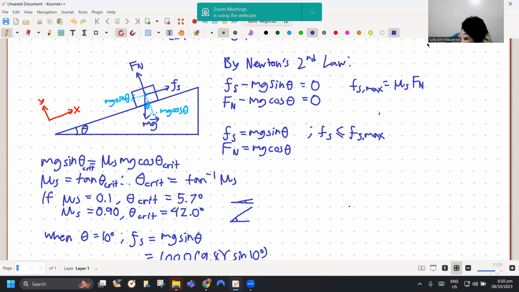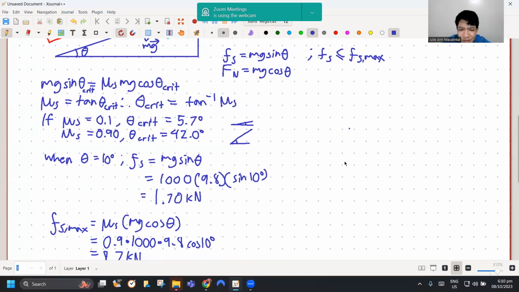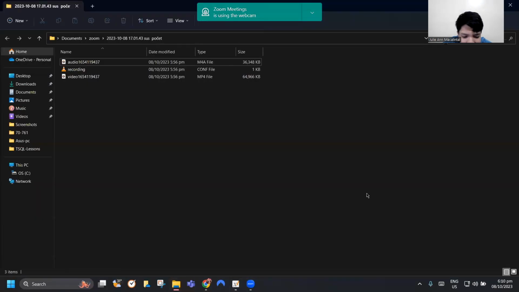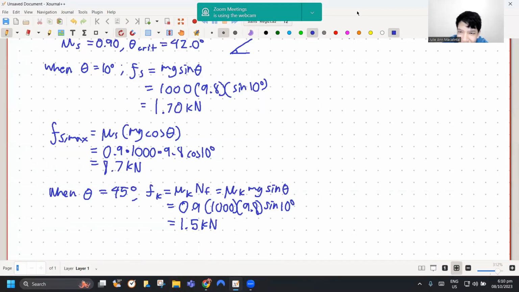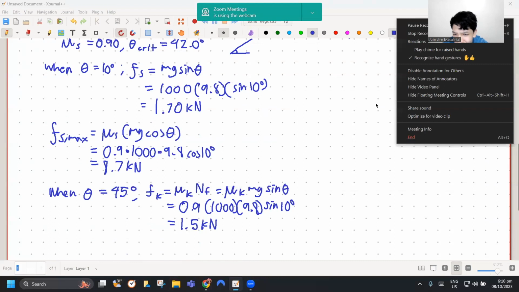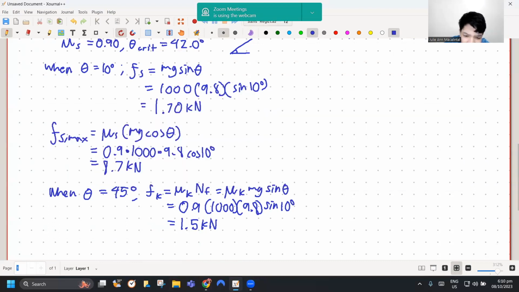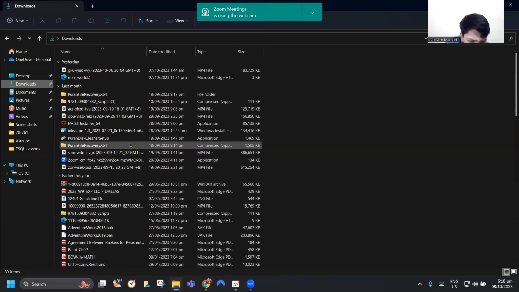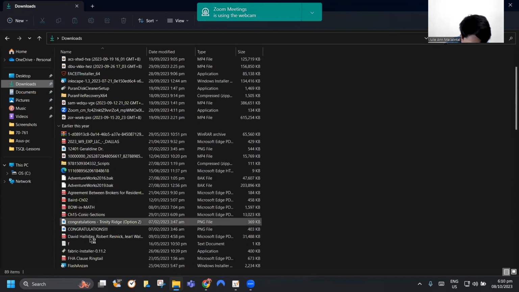Yeah, buksan ko muna yung Young and Friedman, yung Resnick, Halliday, Walker. Kasi we've already done enough para makapag-solve ng problems on friction. So let's do some of the basic problems first. Buksan ko lang. Young and Friedman. Resnick, Halliday, Walker. Where are you? Ayun.